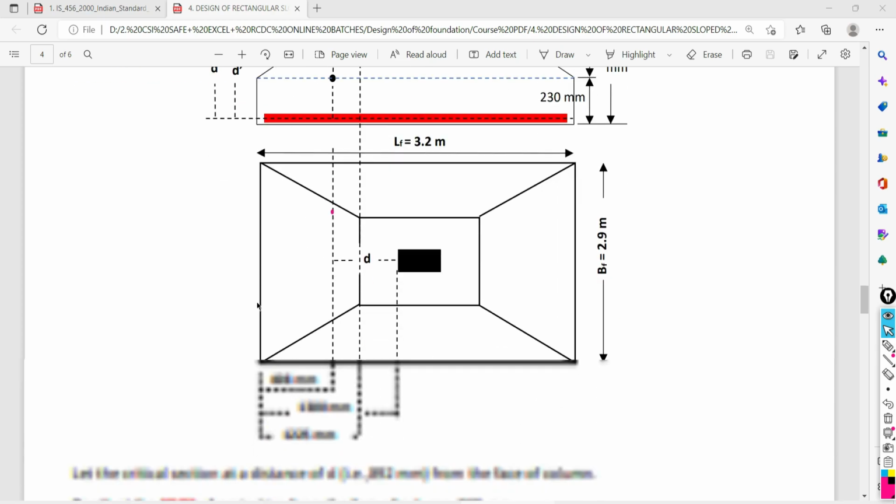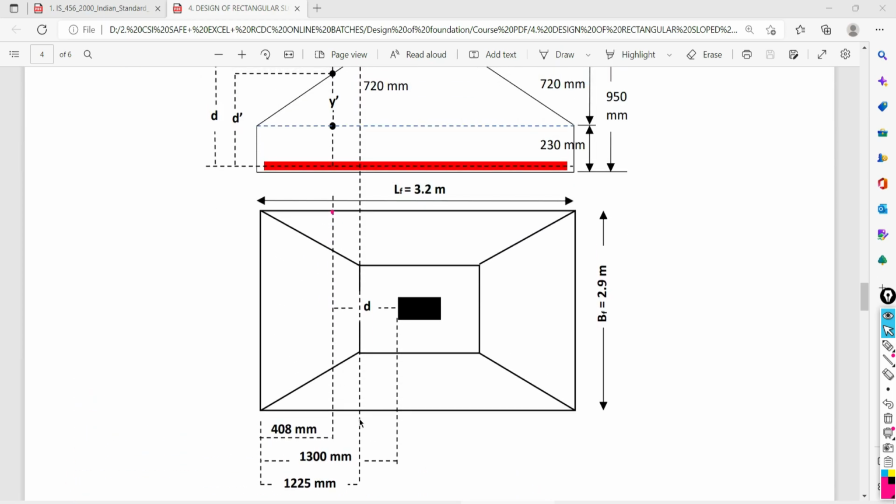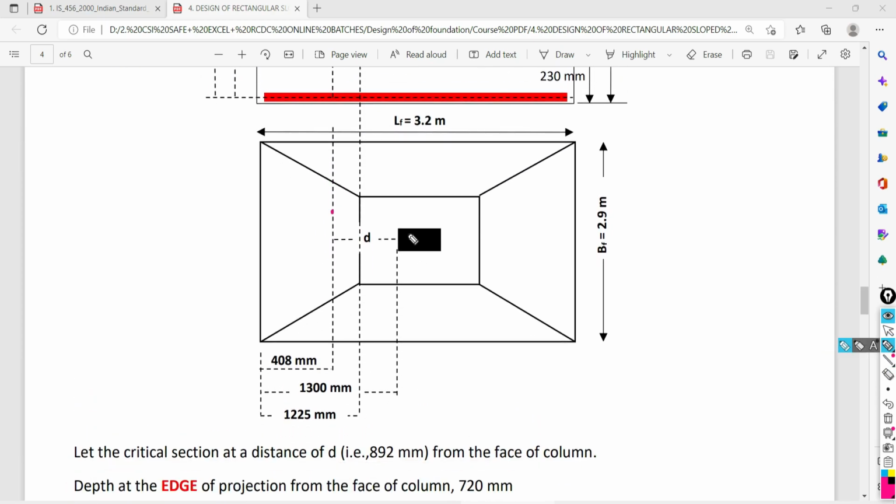So for that, it is important to know these dimensions. Okay, so from the face of your column up to the edge of the footing, we know that 1300 mm is there, and we are going to consider the critical section at a distance of d from the face of your column. So it is 892. If you subtract 1300 minus 892, you are getting the value of 408.